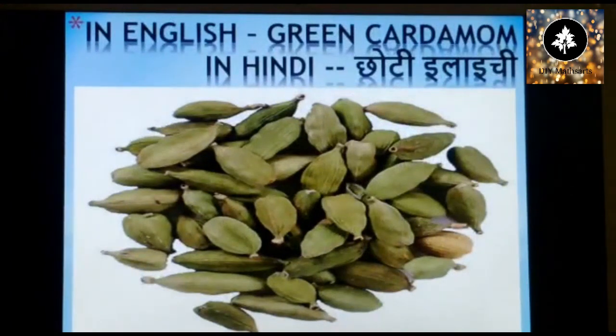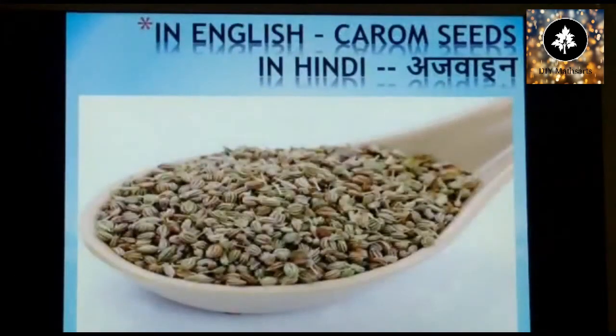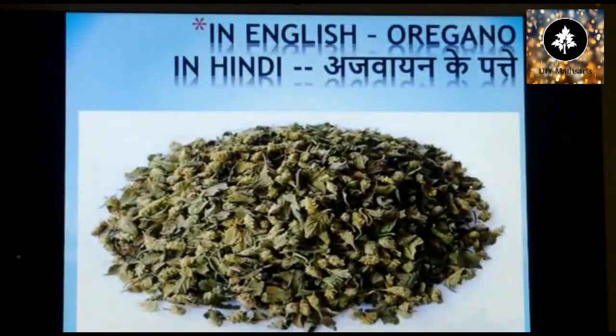This is green cardamom and in Hindi it is known as choti ilaichi. This is carom seeds and in Hindi it is known as ajwain. This is oregano and in Hindi it is known as ajwain ke patte.